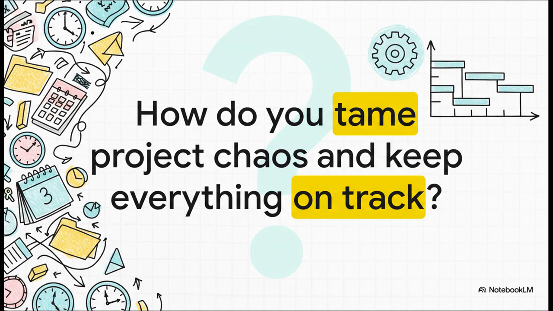You're juggling a million tasks, a dozen deadlines, and a bunch of different people. It can feel like barely controlled chaos. The real trick, the real challenge, is figuring out how to bring some order to all that complexity, to turn a messy, sprawling list of to-dos into a clear, actionable plan. But how do you actually do that?